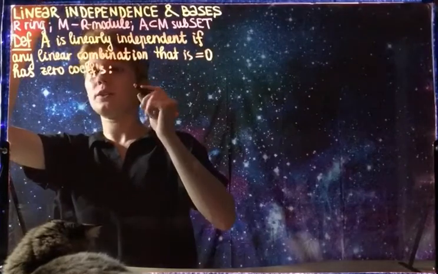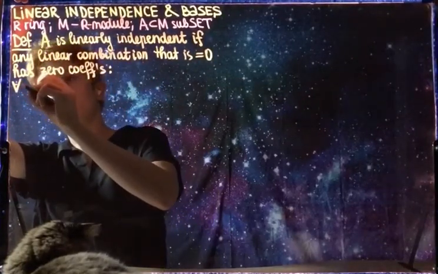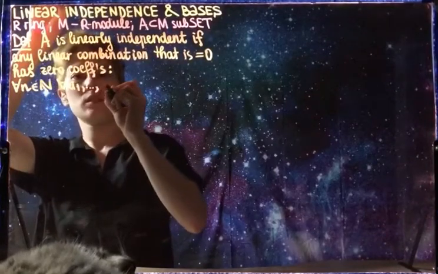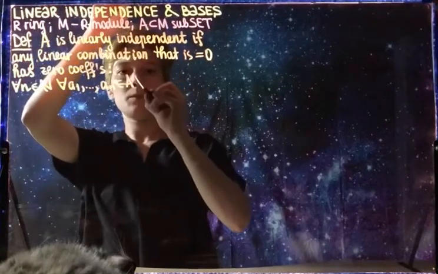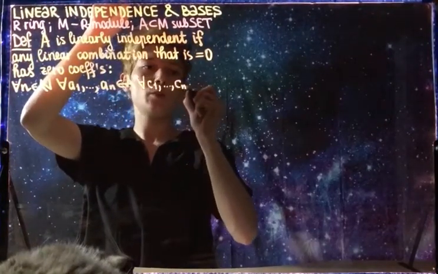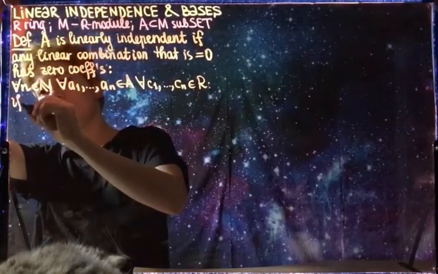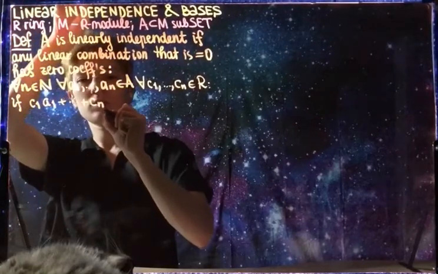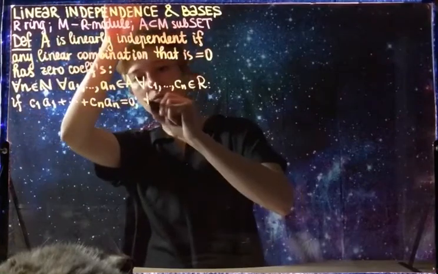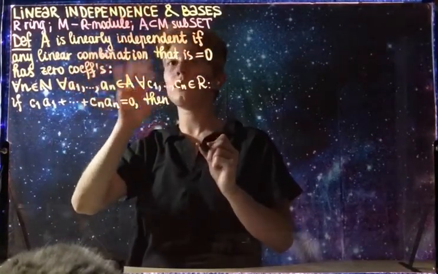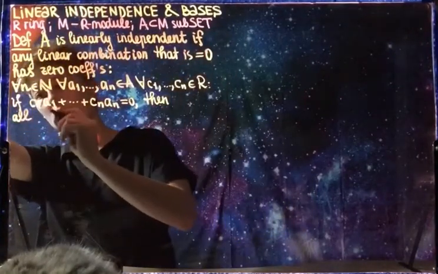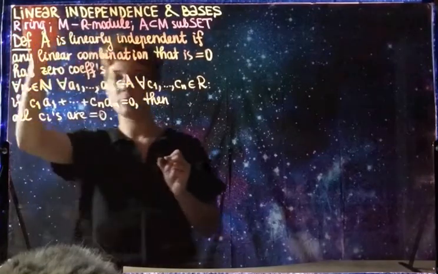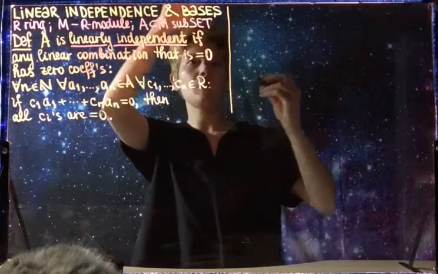So what does it mean in quantifiers? It means that if we pick any number of elements of A, let's say a_1 through a_n, and if we pick any coefficients c_1 through c_n of R, if the combination of these a_i is equal to 0, then for a linearly independent subset, we have that all these coefficients are equal to 0.